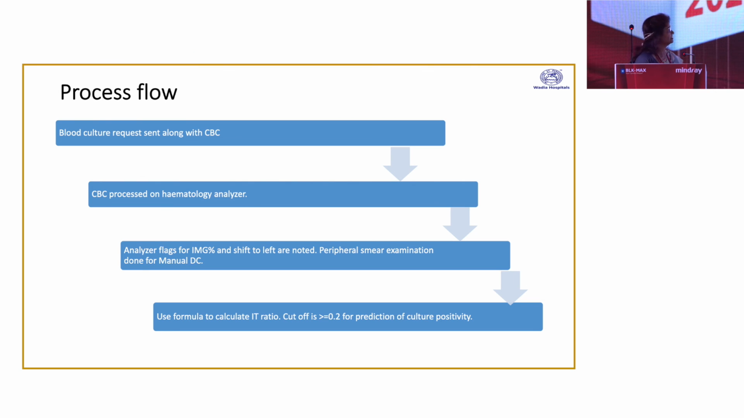This is the flow chart which I followed. Blood culture request was sent along with the CBC. Then the CBC was processed in the hematology analyzer. Analyzer flags were checked for IMG percent and shift to left. Based on that, peripheral smear examination was done for manual DC. Here I did the manual DC because I wanted to compare machine versus manual. So for every case, a manual smear was made. And the formula was used to calculate the machine value using IMG percent, and manually using differential count IMG plus total neutrophil count.